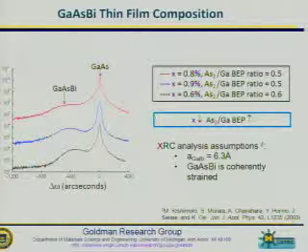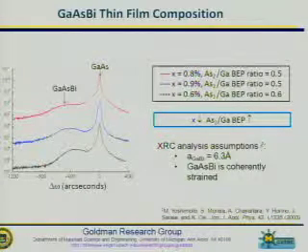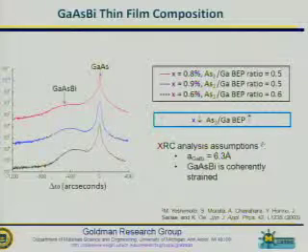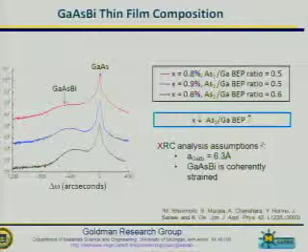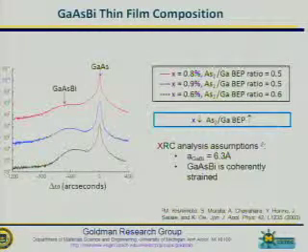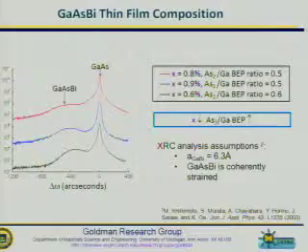You'll also notice that as our samples progress from red to blue to black, these represent increasing arsenic to gallium BEP ratio. And as we make this progression from red to blue to black and increasing arsenic to gallium BEP ratio, we also see a decrease in X, or the incorporation of bismuth into our films.